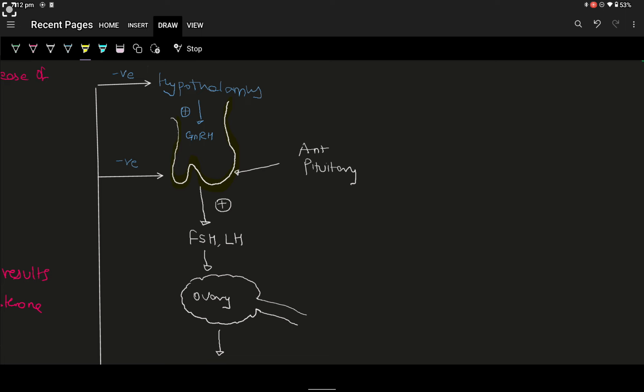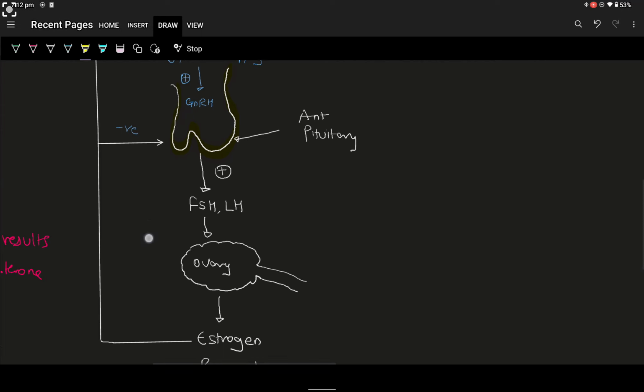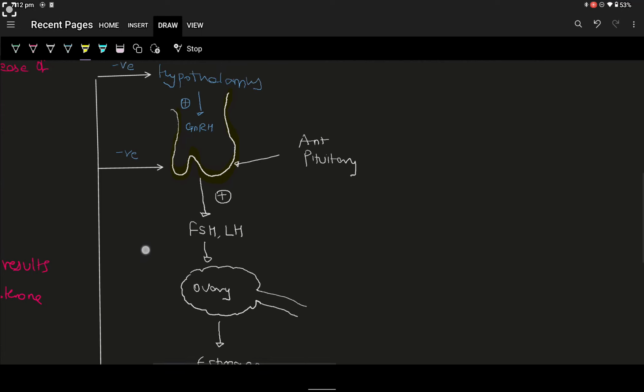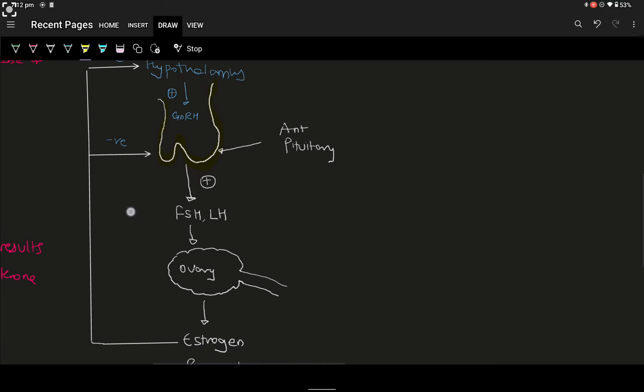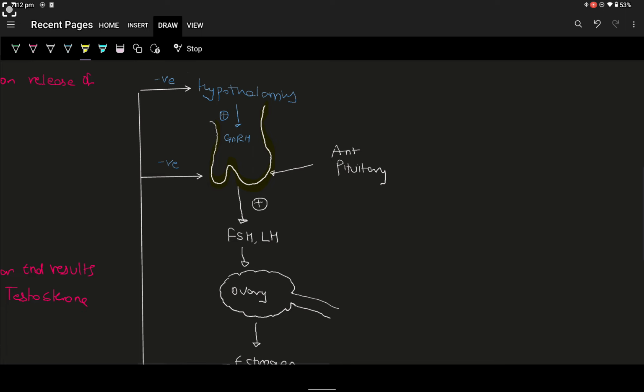So we have the hypothalamus, that is giving the positive feedback for GnRH, and eventually GnRH would stimulate the anterior pituitary to produce FSH and LH. FSH and LH, after acting on the ovary, would stimulate the release of estrogen. This increase of estrogen would act as a negative feedback mechanism on both the anterior pituitary as well as the hypothalamus to decrease the GnRH and eventually decrease FSH and LH. If there is a decrease in FSH and LH, that would eventually decrease the levels of estrogen.